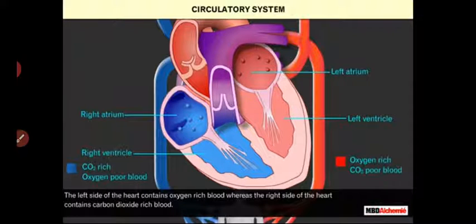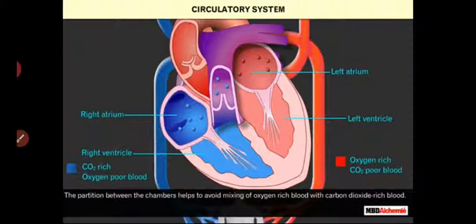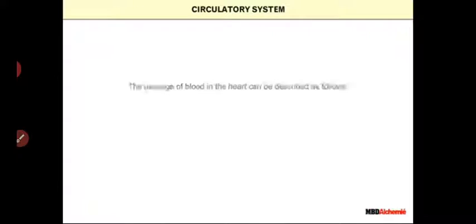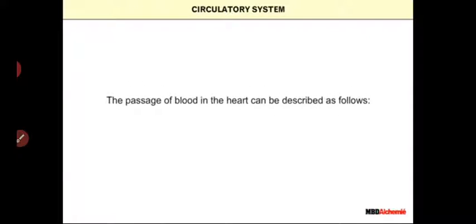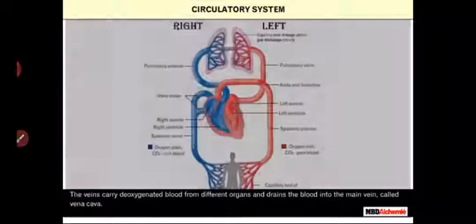The left side of the heart contains oxygen rich blood, whereas the right side of the heart contains carbon dioxide rich blood. The partition between the chambers helps to avoid the mixing of oxygen rich blood with carbon dioxide rich blood. The passage of blood in the heart can be described as follows.